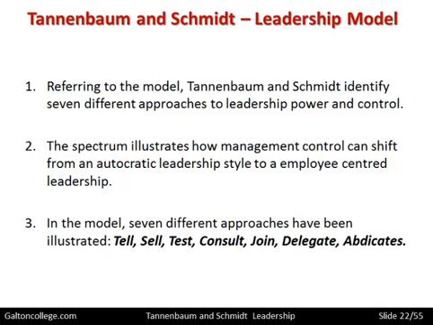The model's 7 different approaches have been illustrated as tell, sell, test, consult, join, delegate, and abdicate. And thus, running across what we've just had, we started with tell. The autocratic one was the management tells the operators what to do. It's not negotiable. There's no discussion. It just tells the operators what to do. And then we moved all the way across until finally we get to abdicate. The management abdicates responsibility. It gives up responsibility to the employees who make the decisions.